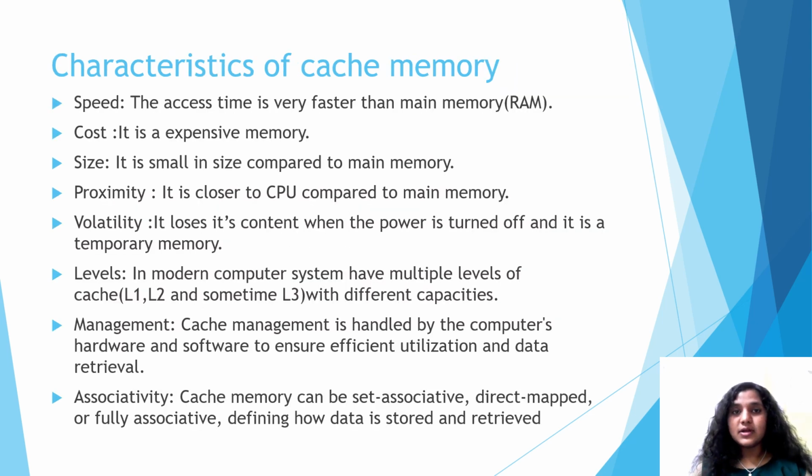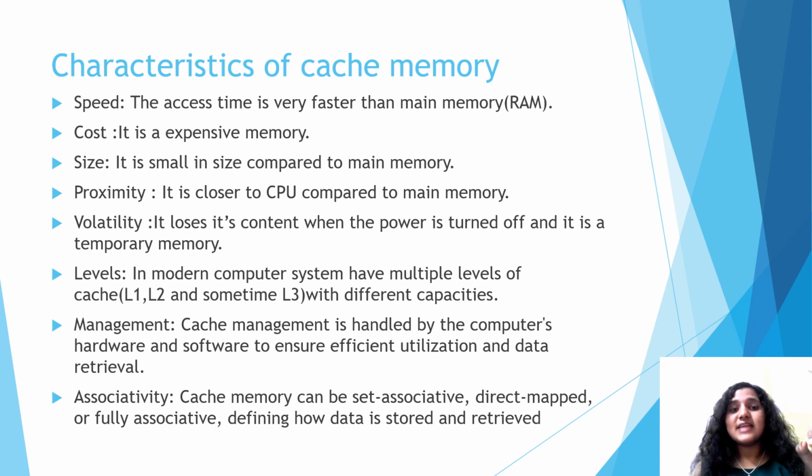Let us learn about the characteristics of cache memory. Before that, we should know RAM, which is random access memory used as the main memory, which is also volatile. As I said before, cache memories are also volatile memory. So let us also learn the differences between the RAM and the cache memory, and the characteristics of cache memory.